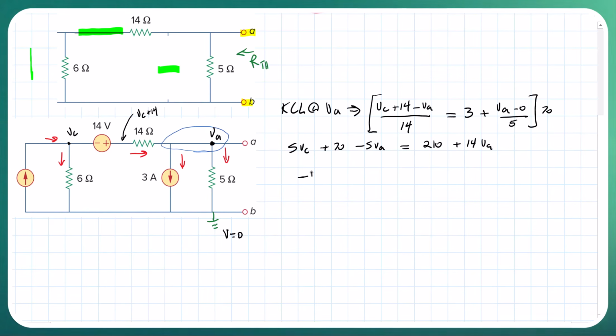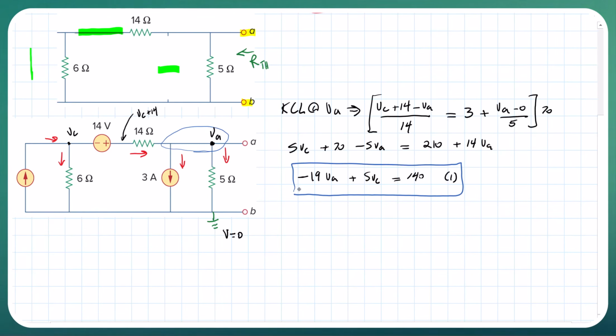We further simplify it, we get 19 VA plus VC equals 140. And we can say this is one equation that we want to keep when we're trying to solve for this. Okay, so next what we want to do is look at the nodes, do KCL at VC. We need enough equations to solve for these variables.